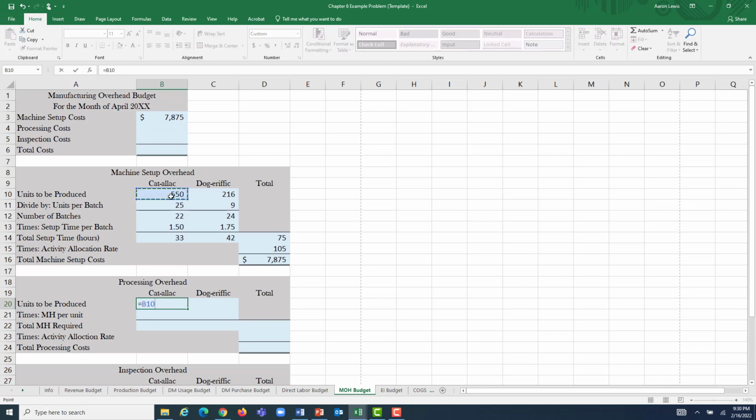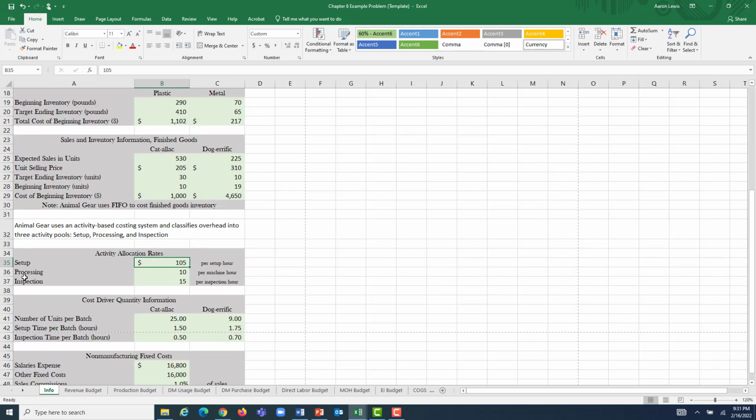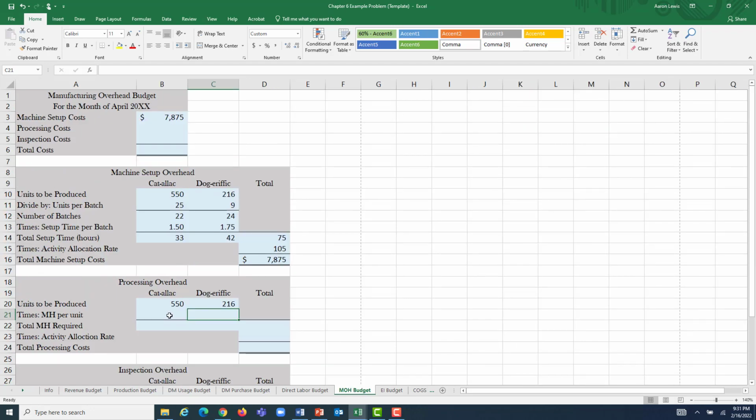We're making 550 Cadillacs. We're making 216 Dogorifics. I'll copy them right from the machine setup overhead table down to this one. Next, we have how many hours, since that is the driver for our processing or machining period. As we see right here, the processing rate is $10 per machine hour. How many hours are we going to have to spend to produce each one of these units?